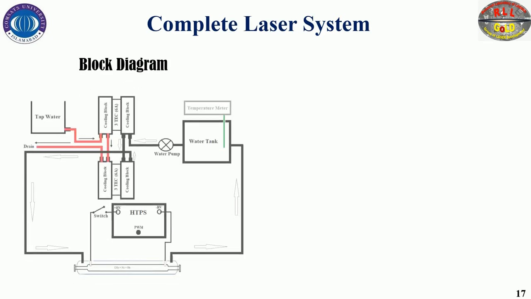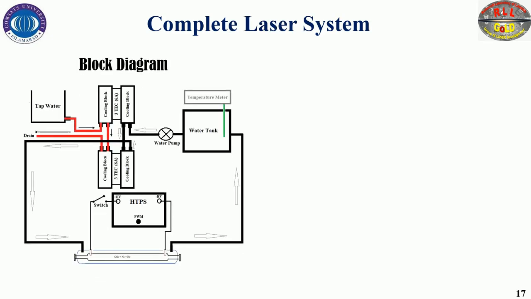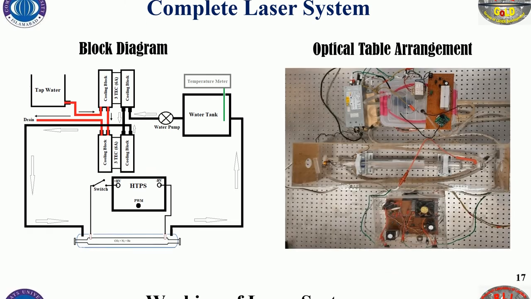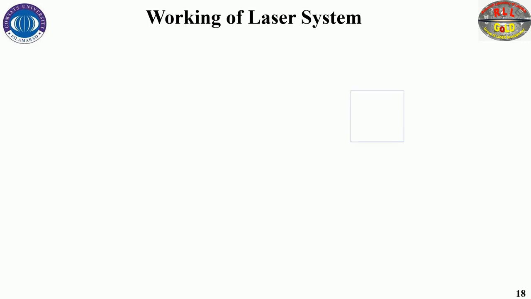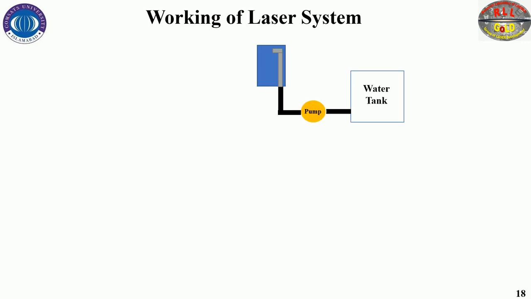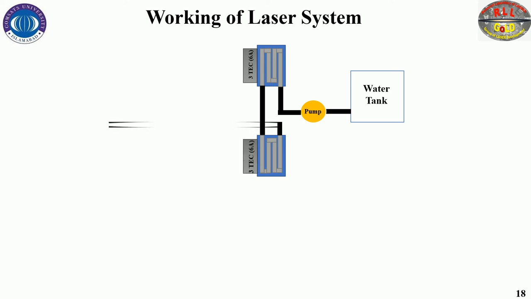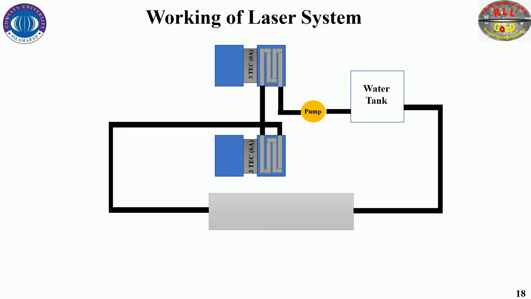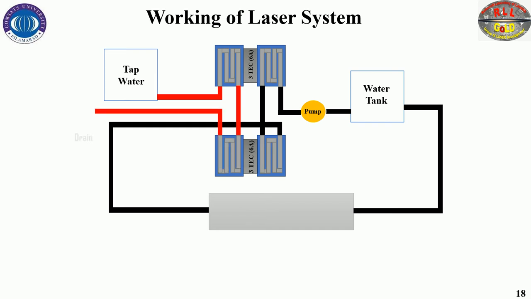This is the block diagram of our complete laser system showing the connection of the high tension pump source and the chiller. This is the optical table arrangement and working of the laser system. First the water circulates through the aluminum block, and then the water gets cooled down and goes into the laser system and extracts the heat from it and goes into the water tank. Then the tap water is circulated in the cooling block, which is connected to the hot side of the TEC to extract the heat, and then goes to the drain.